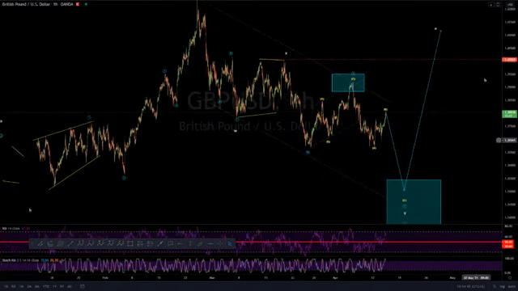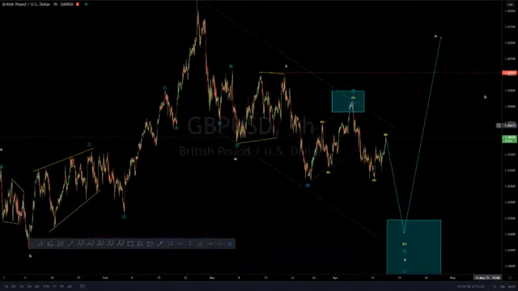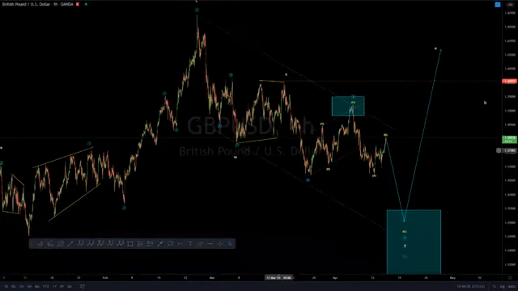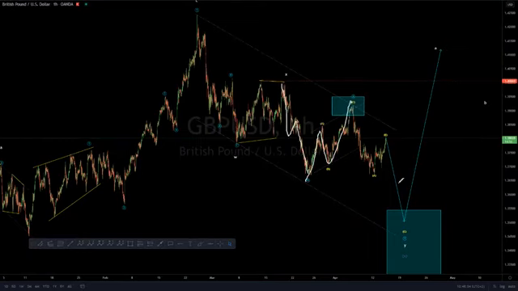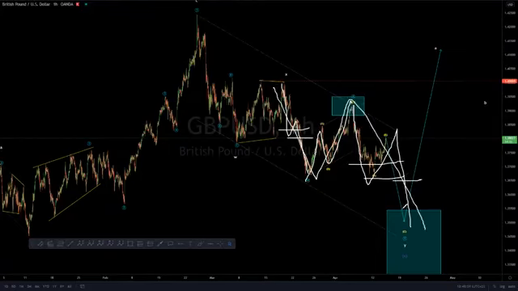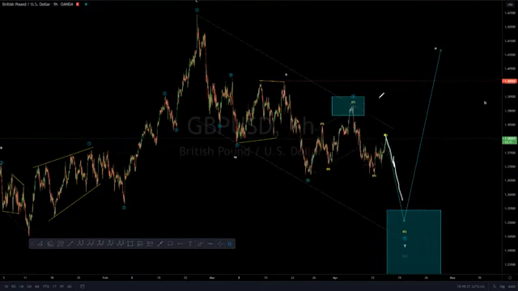We were looking at this as a possible A, B, C move, but now I'm looking at this as a possible three-wave structure, a W and an X, and we should get three-wave moves to this side for this move. Three waves down here. This is the overall structure. Then after that, we should see a move to the upside. So I'm still very convinced that we should see a move to the downside here.